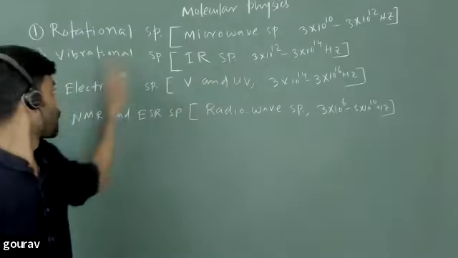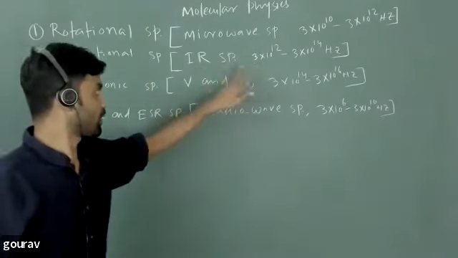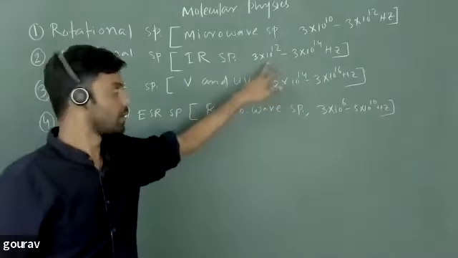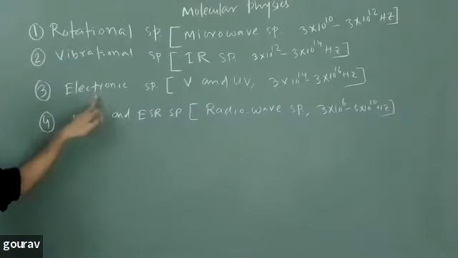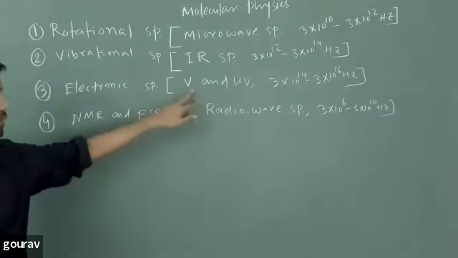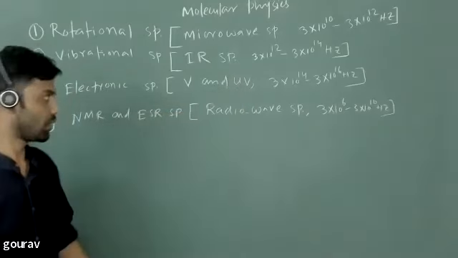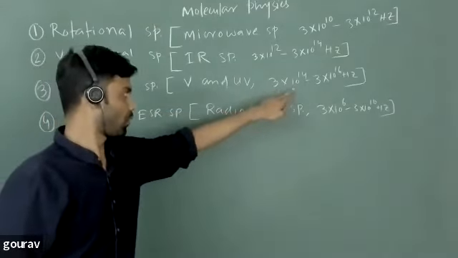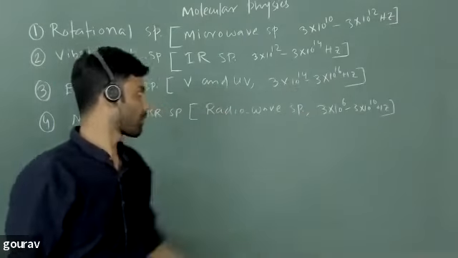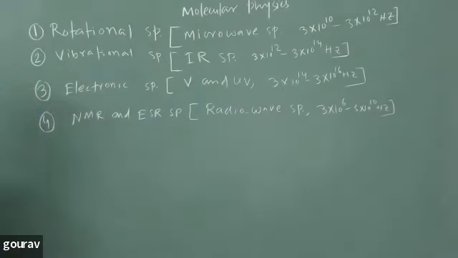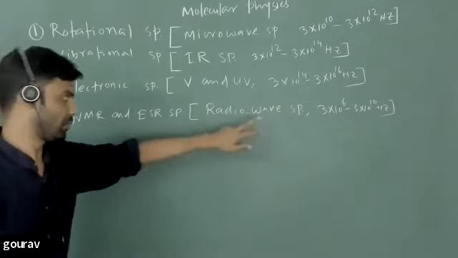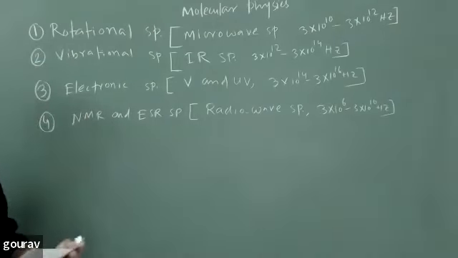Then vibrational spectroscopy is found in higher range, and the frequency range is mentioned here, that is 3 into 10 to the power 12 to 3 into 10 to the power 14 hertz. Then electronic spectroscopy is basically found in visible and UV range, and the frequency range is 3 into 10 to the power 14 to 3 into 10 to the power 16 hertz. Okay, so every detail of why it is found in UV visible and why rotational is found in microwave, everything I'll tell one by one. And finally NMR and ESR are basically found in radio wave region. Okay, so this is the course details.